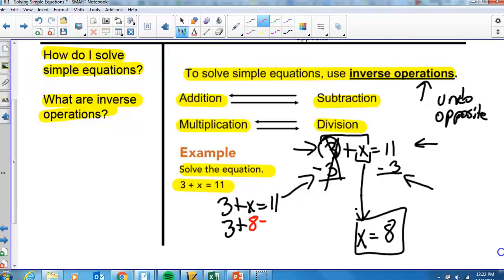So I'm going to put 8 in. Now, does 3 plus 8 equal 11? Yes, it does. So 11 equals 11, so I know I've done the correct process.